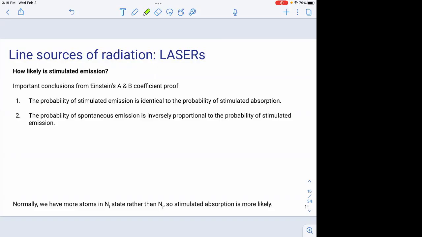Interestingly, you can write it like this. So I'm going to give you some definitions of some variables first. A, I'm going to call spontaneous emission. B is stimulated absorption.